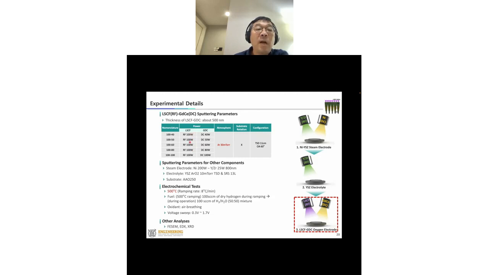We have tried several cases, changing the ratio of the power, and we fix the target distance. We also have the so-called glancing angle, oblique angle deposition, and rotating targets. All of them are done in this process too. But the important thing is that we use the co-sputtering technique.